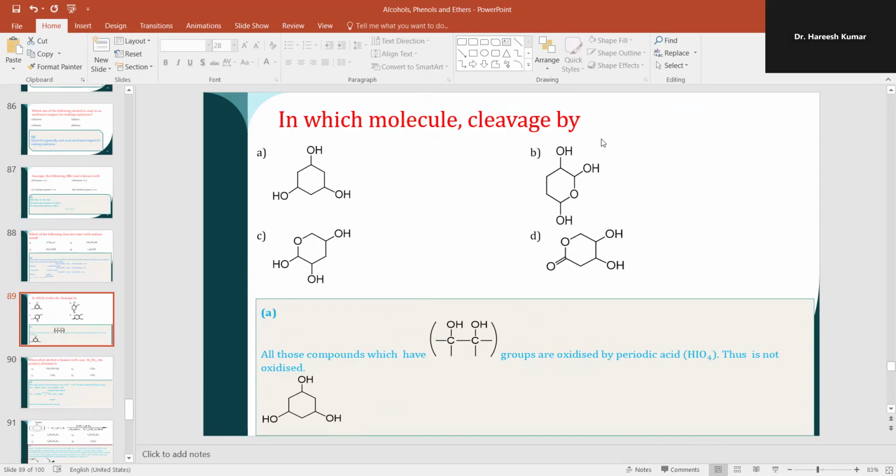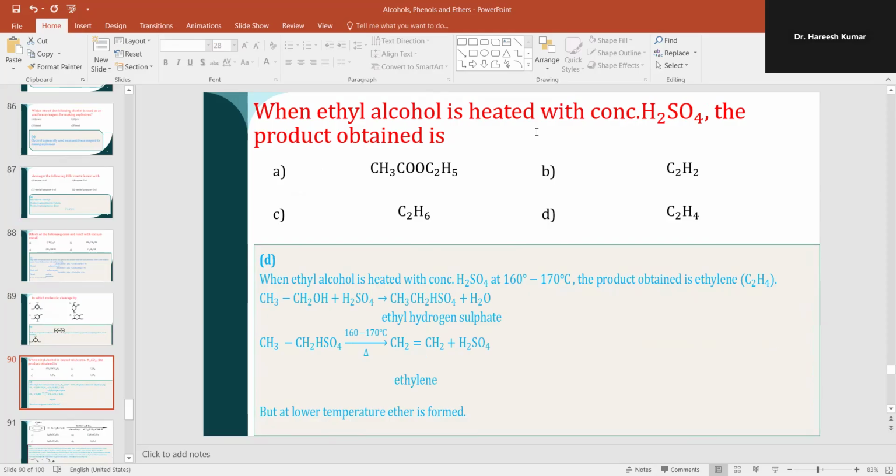Hydroiodic acid? So hydroiodic acid reacts with the 1,2-diol. So this is 1,2, this is 1,2, this is 1,2. Whereas here there is no 1,2-diol. That's the reason HI does not react with this 1,3-diol. Then when ethyl alcohol is heated with concentrated sulfuric acid, the product obtained is ethene. That means dehydration. This is the one.